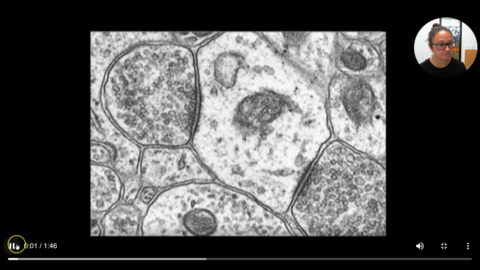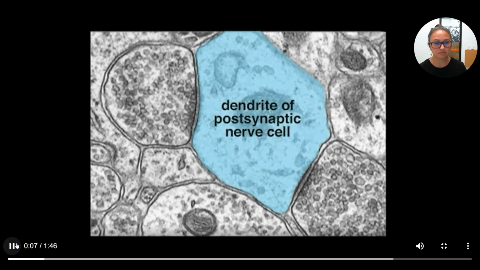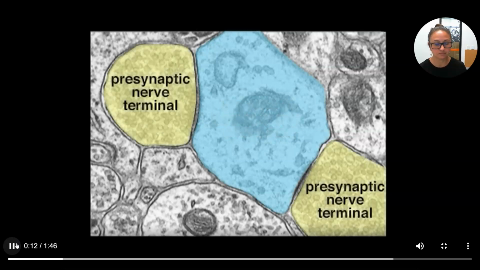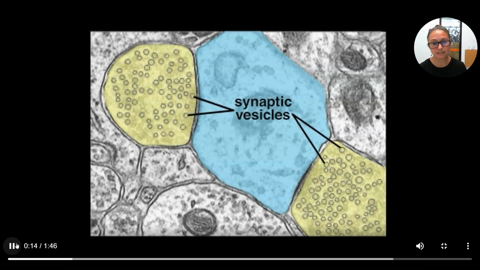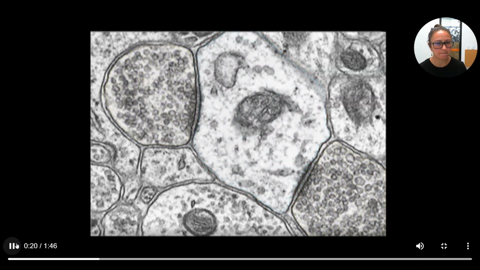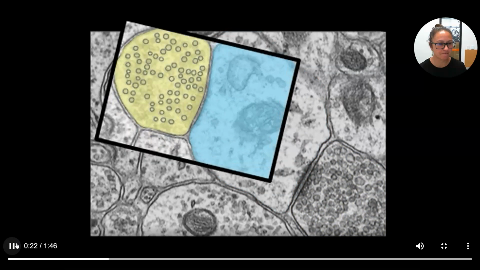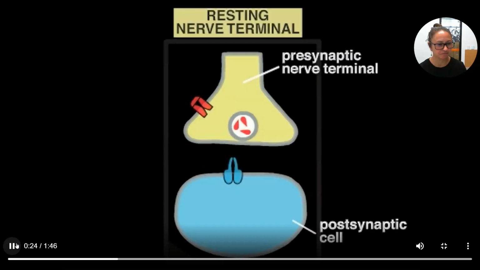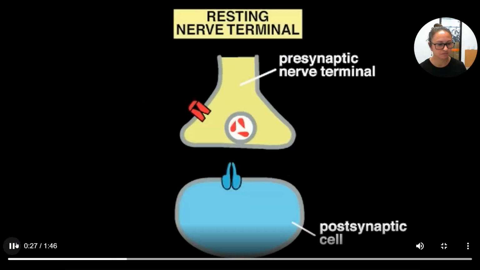Neurons transmit chemical signals across synapses, like the one shown in this electron micrograph. We can identify the dendrite of the receiving or postsynaptic cell, as well as two presynaptic nerve terminals loaded with synaptic vesicles. That's fine, don't worry too much about that. Separating the pre- and postsynaptic cells. The synapse converts the electrical signal of the action potential in the presynaptic cell into a chemical signal.